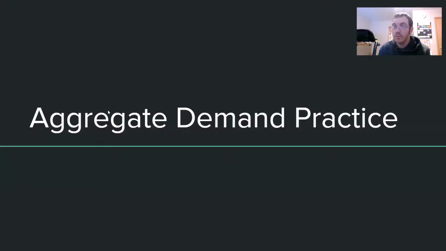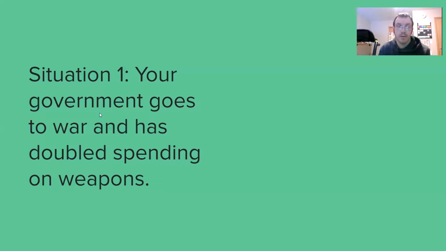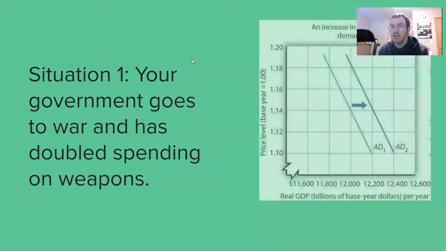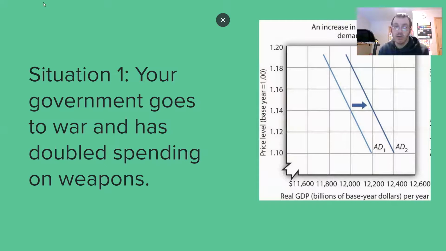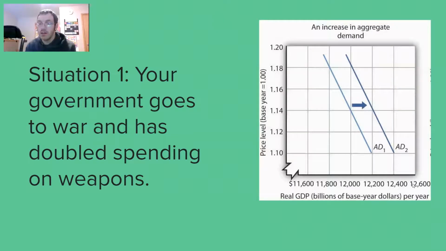So let's try out a few examples, a little bit of practice here. Situation 1, your government goes to war and has doubled spending on weapons. Is that going to increase or decrease it? Well, this is going to increase aggregate demand. We are now in a situation where the government is spending more, and therefore real GDP will increase because we see more spending occurring.